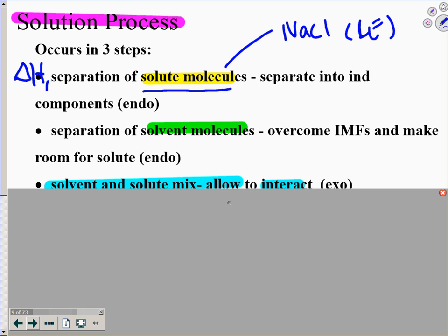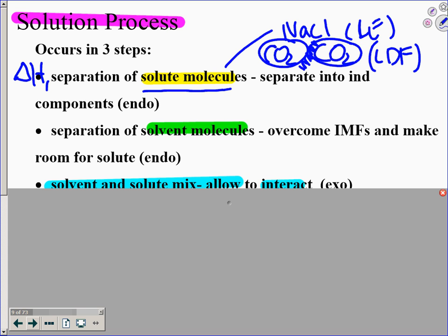Same thing would kind of have to happen if you had a carbon dioxide molecule next to another carbon dioxide molecule. You're not breaking the carbon dioxide molecule itself up, but you're breaking its IMF. What IMF is that? LDF, because it's a nonpolar molecule. So we would still have to overcome the LDF forces, which again is going to require energy. So we should definitely know delta H1 is always going to be endo.